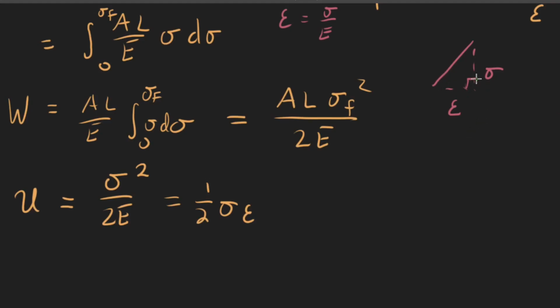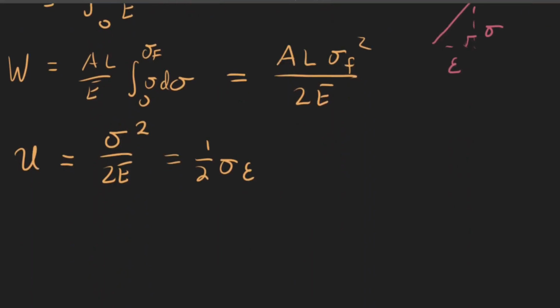And even though we did this for normal stress loading, it's the exact same analysis for shear loading. The only difference is that, instead of normal stress sigma, we'll have a tau. Instead of normal strain, we'll have a shear strain. And instead of this modulus of elasticity, we'll have the shear modulus. But everything else should be exactly the same.